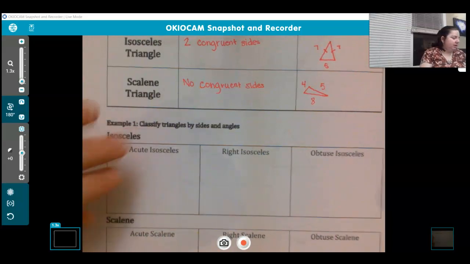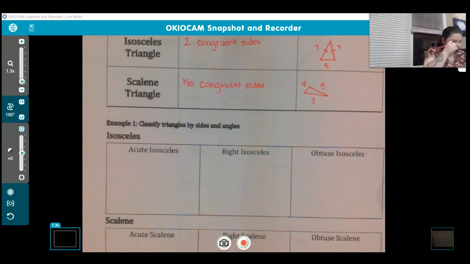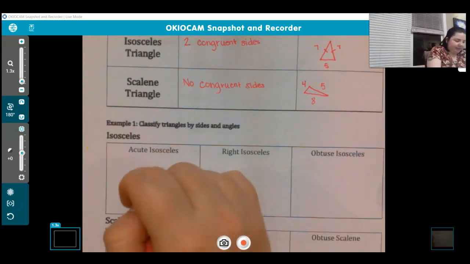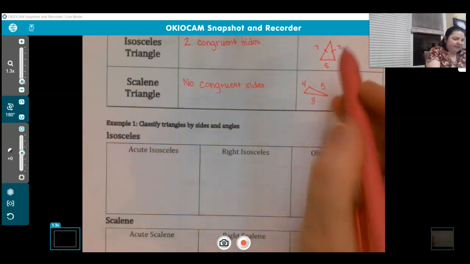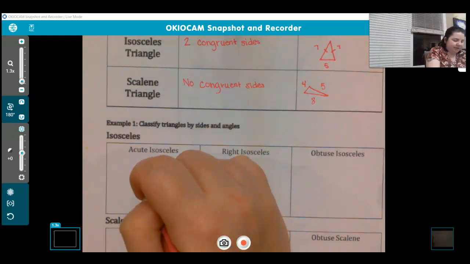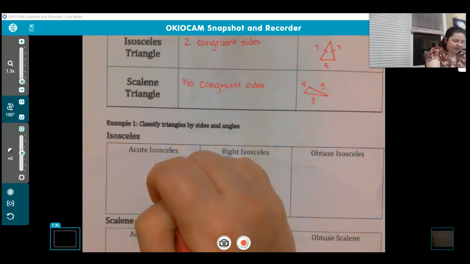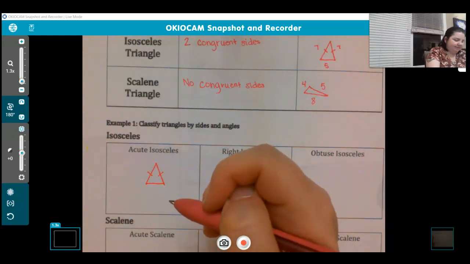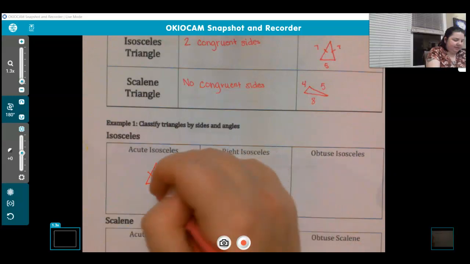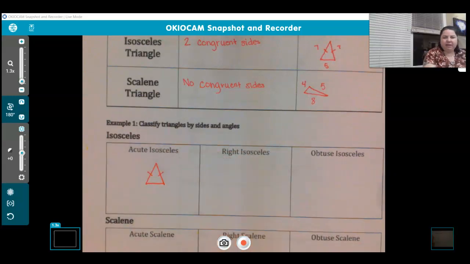So acute isosceles. So again, an isosceles triangle has 2 congruent sides. And if I look, I can tell by looking that not a single one of those angles is obtuse.